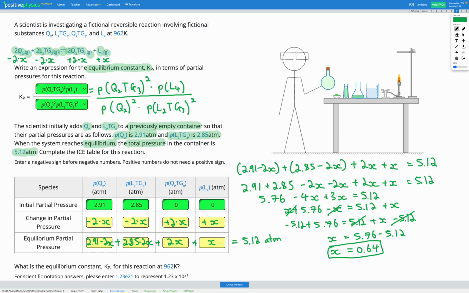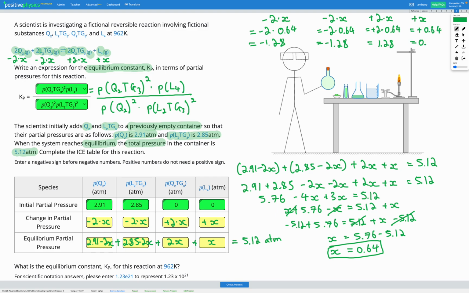We're going to use that to figure out the change in partial pressure for each of our substances. So we've got negative 2x for the partial pressure of Q2, which is negative 2 times 0.64, which gets us negative 1.28. We also have negative 2x for the pressure of L2TG3. So again, that's going to be negative 2 times 0.64 for a change of negative 1.28. For Q2TG3, we've got positive 2x. So that's going to be positive 2 times 0.64, which gets us a change of 1.28. And finally, for L4, we've got positive x, which is positive 0.64, or in other words, just 0.64.